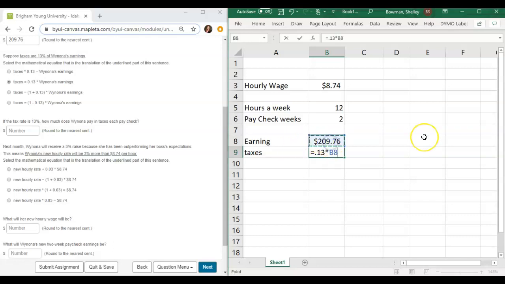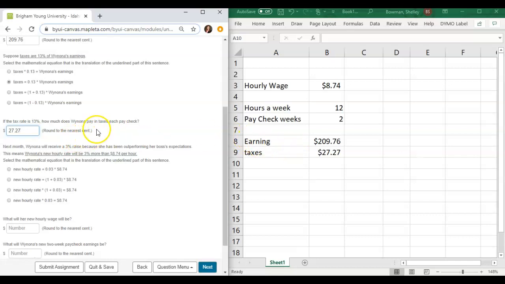Since I have that here, I'm just going to left click to cell reference, press enter, and that tells me how much money she has to pay on taxes. So we're going to put $27.27. And we rounded to the nearest cent, so that looks good.